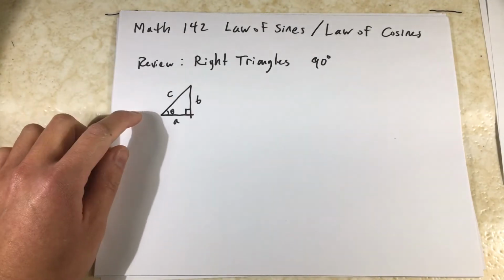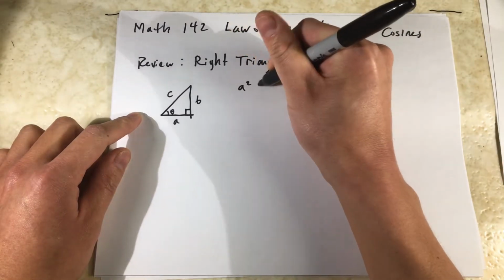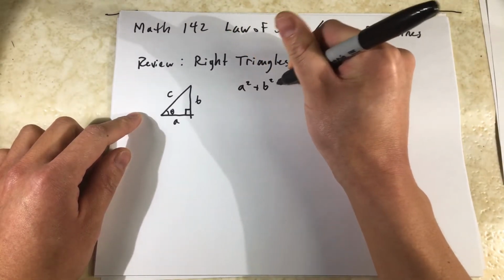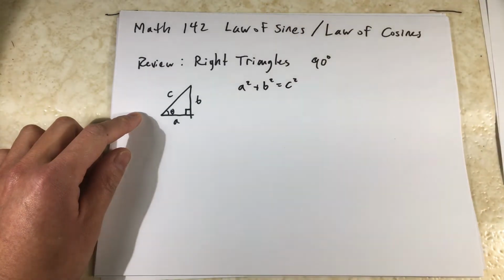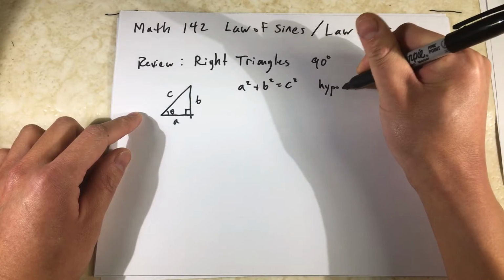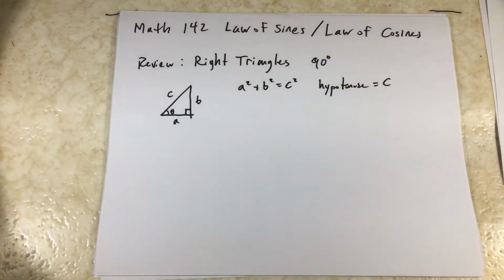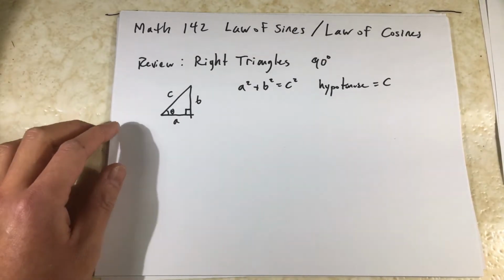So for right triangles, we know that you can use the Pythagorean theorem, right? A squared plus B squared equals C squared, where C is the hypotenuse. And we also know the hypotenuse is always the longest side.